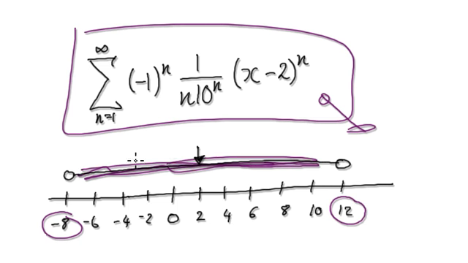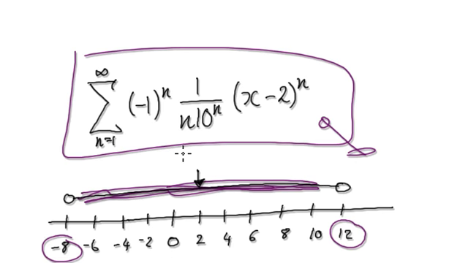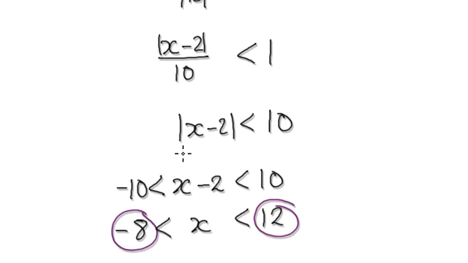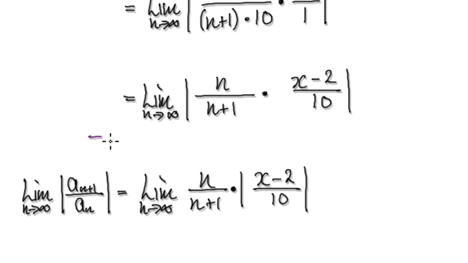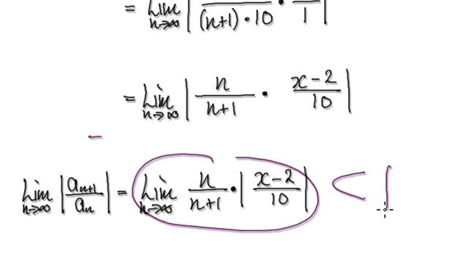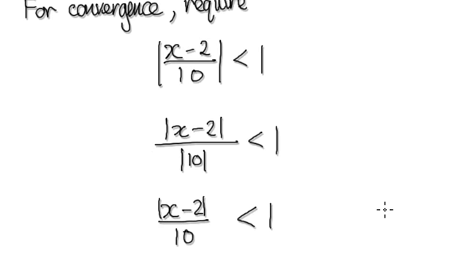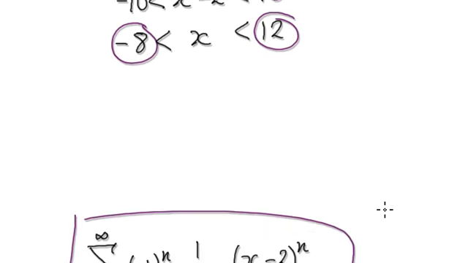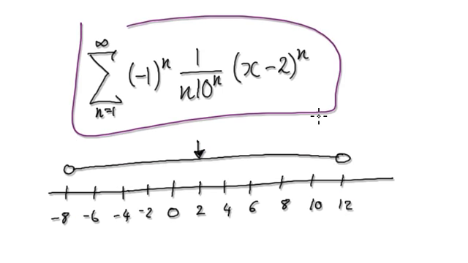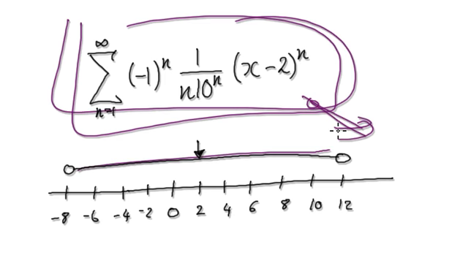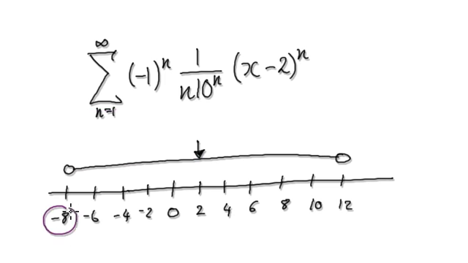And anywhere in between, we know it's going to converge, because we deliberately made it so that anywhere in between negative 8 and positive 12, this value here will be less than 1, so it will converge. So going back to here, this is where we're at. For this to converge, anything in between here, this series will converge.